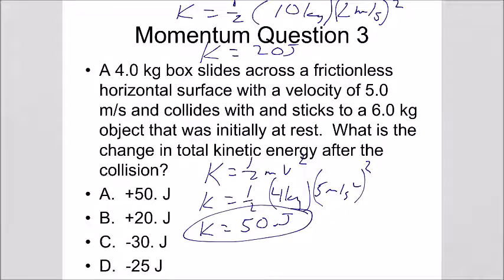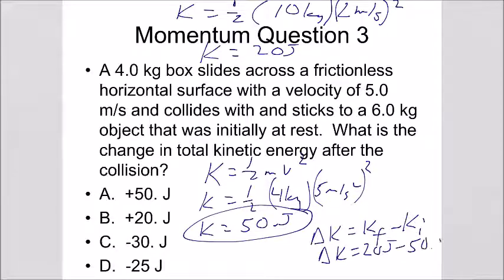To find the change in kinetic energy, the change in anything, is going to be the final minus the initial. So in our problem, our final kinetic energy was 20 joules, minus our initial kinetic energy of 50 joules. So we end up with a change in kinetic energy of negative 30 joules. So we're looking at answer C as the correct answer.